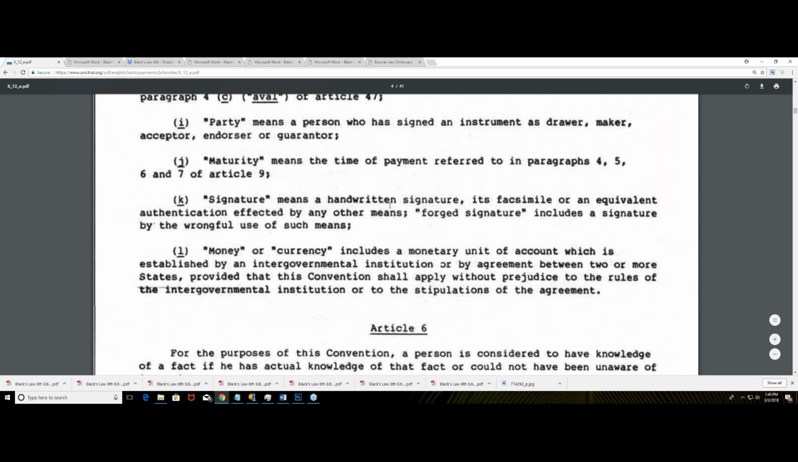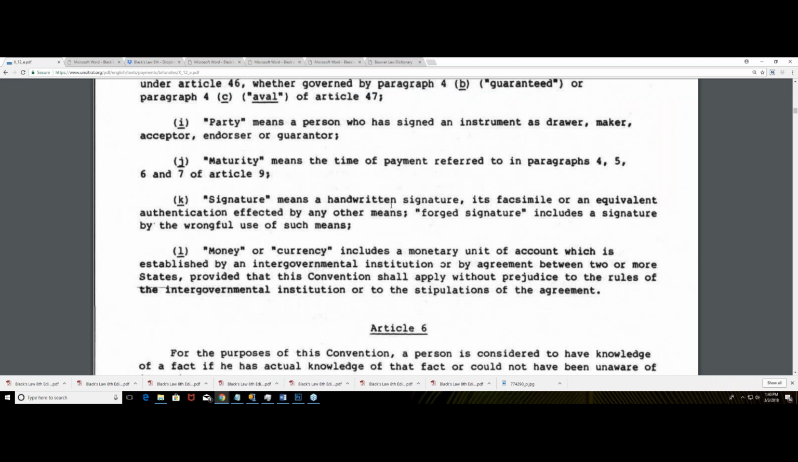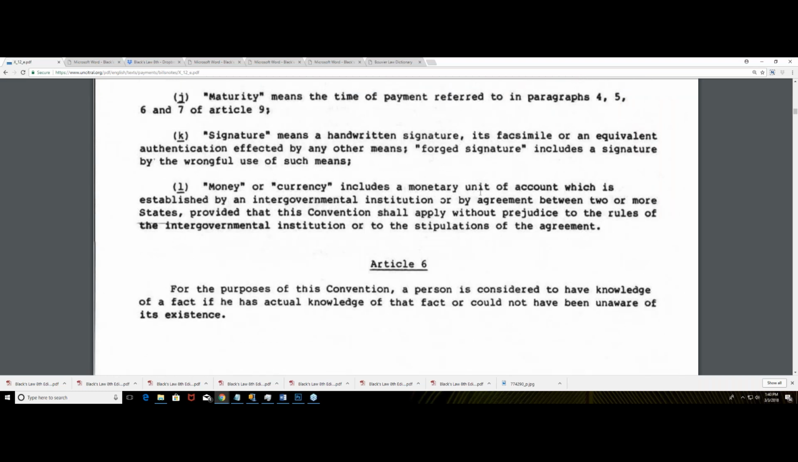Signature means a handwritten signature, its facsimile or an equivalent authentication effected by other means. Forged signature includes a signature by the wrongful use of such means. Money or currency includes a monetary unit of account, which is established by an intergovernmental institution or by agreement between two or more states, provided that this convention shall apply without prejudice to the rules of the intergovernmental institution or to the stipulation of the agreement. Okay, so we have an agreement.